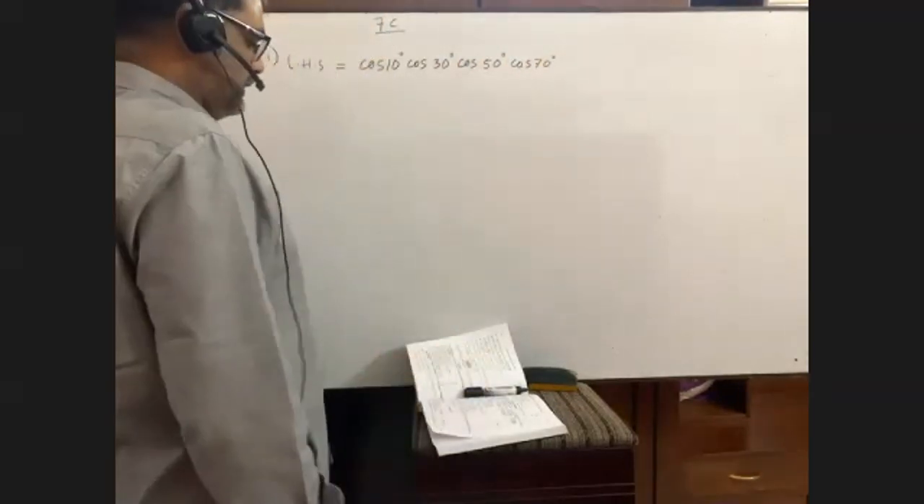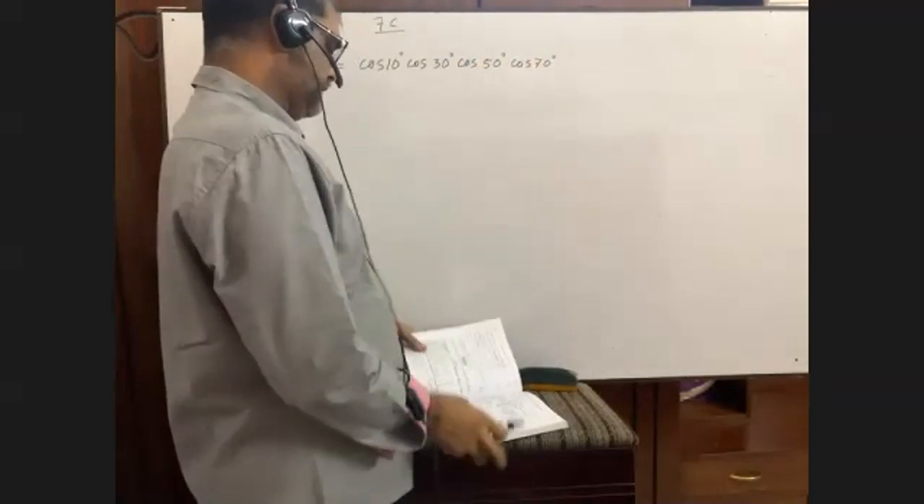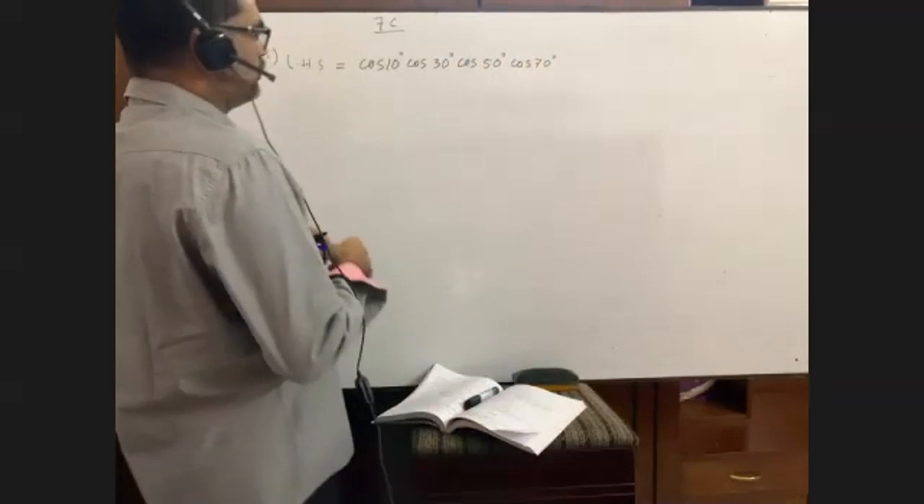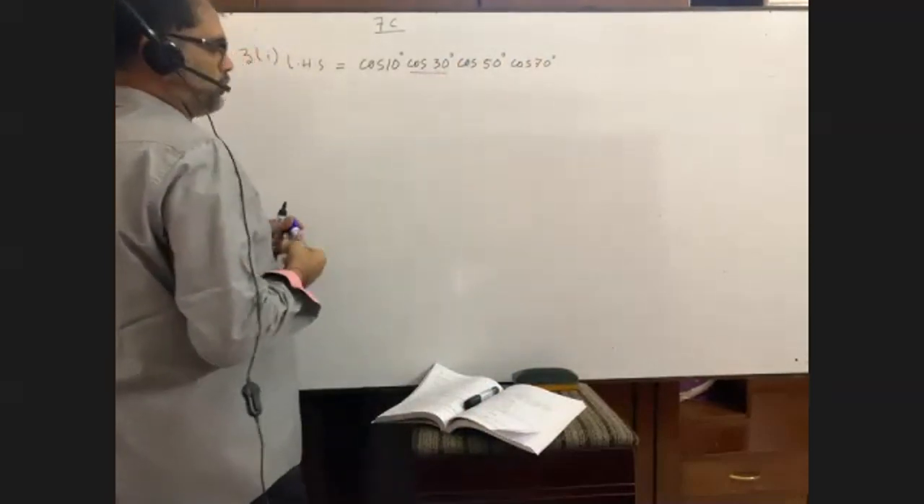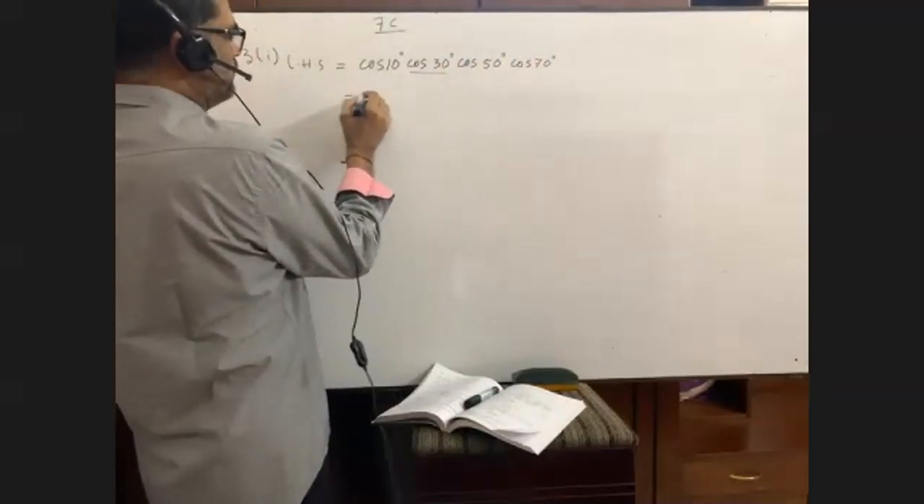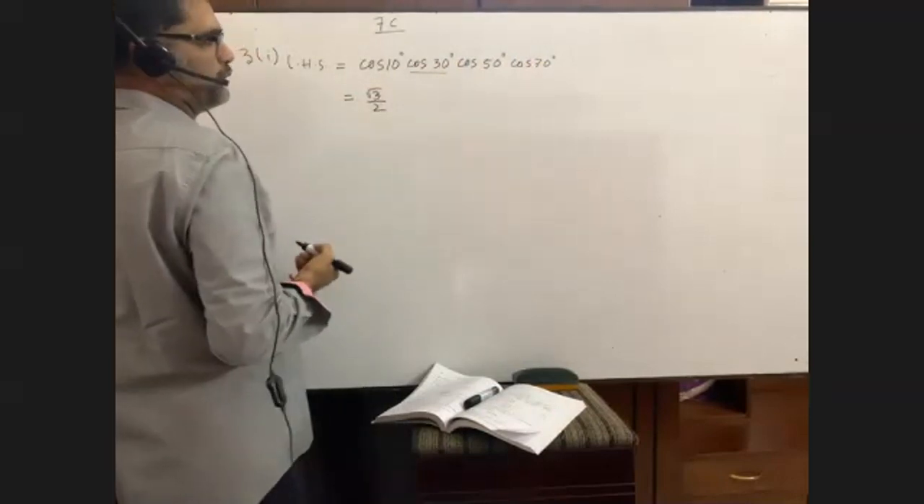Okay. Actually, from here we know a value, that is cos 30 degree. We know this value. What is the value of cos 30? Let me know. Cos 30 equals root 3 by 2. I have written cos 30 equals root 3 by 2.